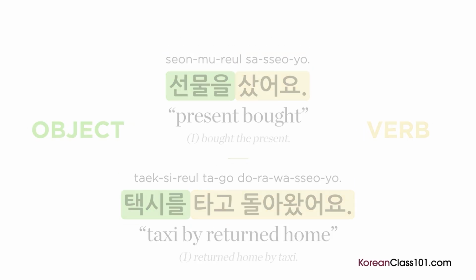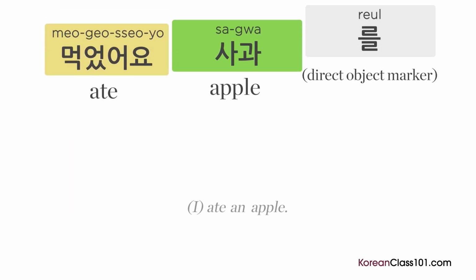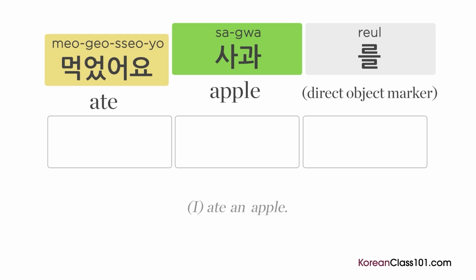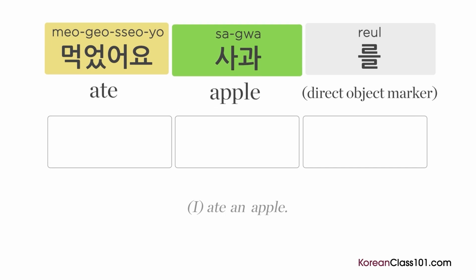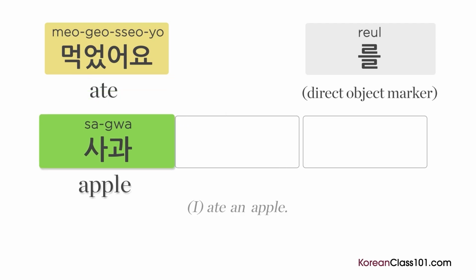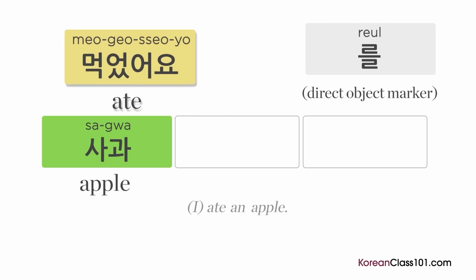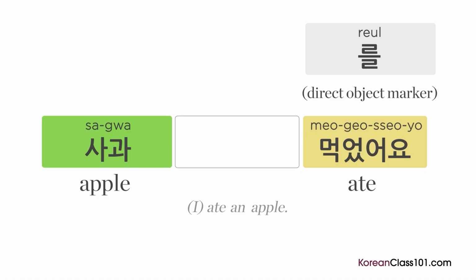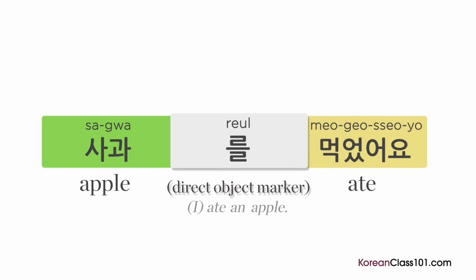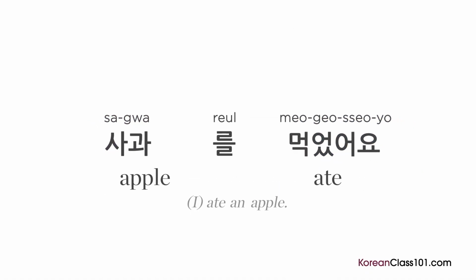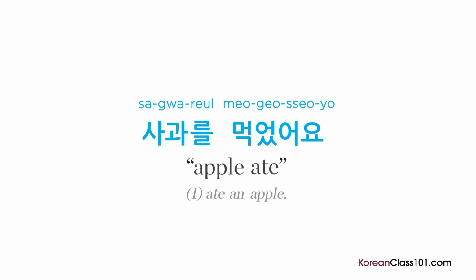Try to create the sentence, I ate an apple, from these sets of words. 먹었어요. 사과를. Got it? The object goes first, so let's put apple here. And the verb goes last, so let's put ate at the end. Finally, we connect them using the appropriate particle. And that's it. 사과를 먹었어요. Which means, I ate an apple in Korean.